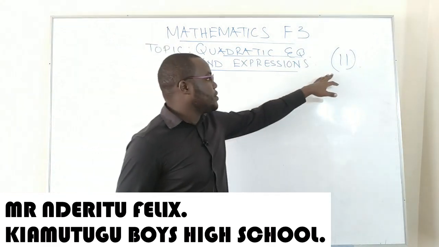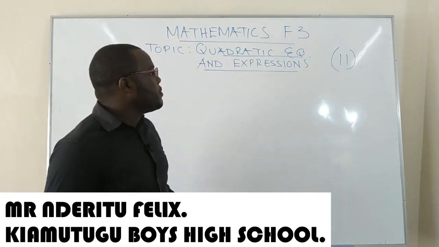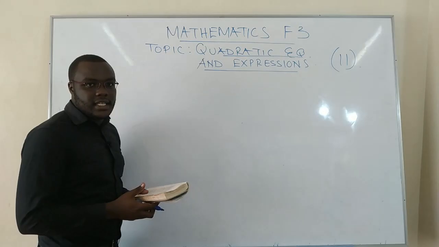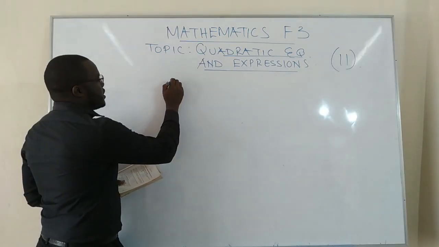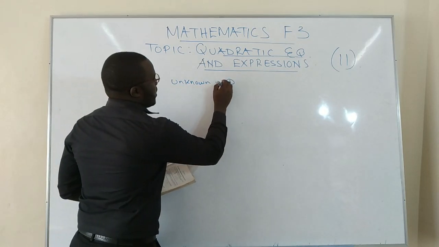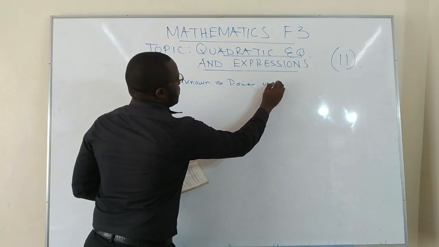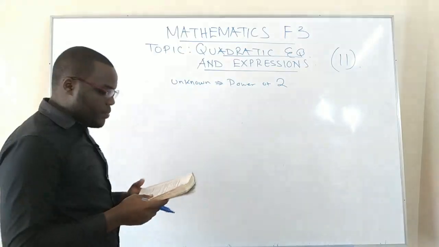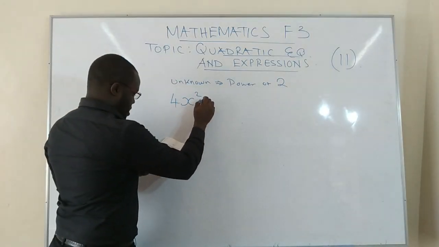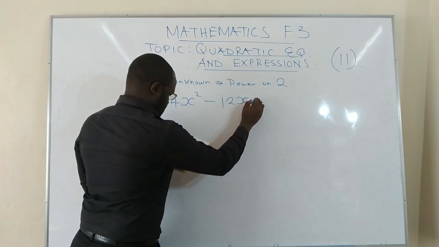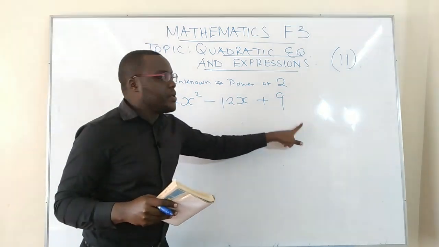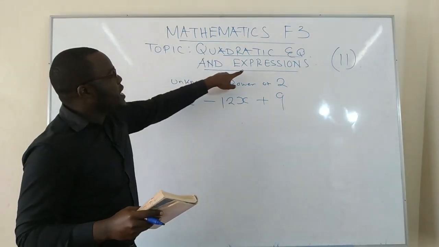It is a continuation of what we did in Form 2. In Form 2, we introduced ourselves to quadratics and we say that unlike linear equations, a quadratic equation is where the unknown has a power of 2. I can give you an example. For example, you can say 4x squared minus 12x plus 9. Now, since there is no equals, we call this a quadratic expression.